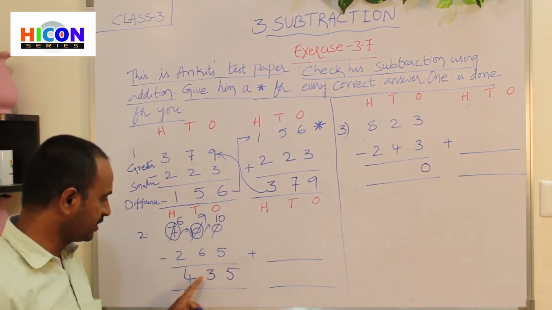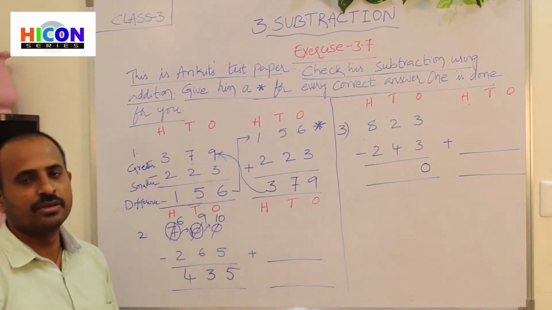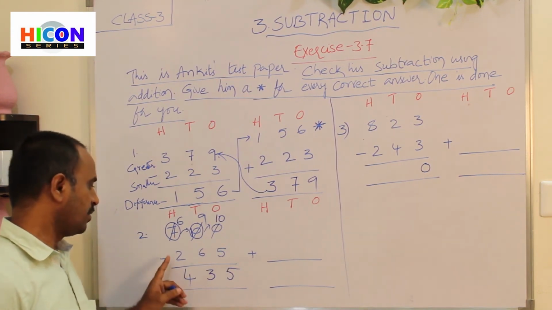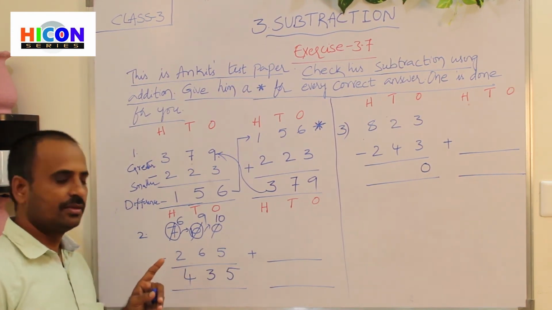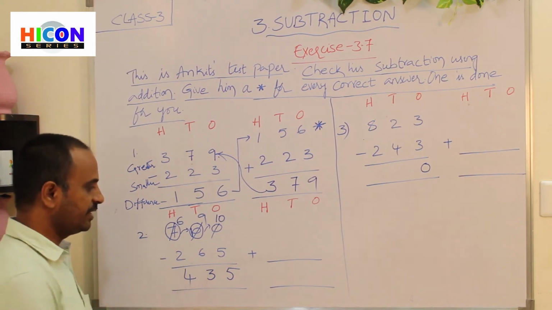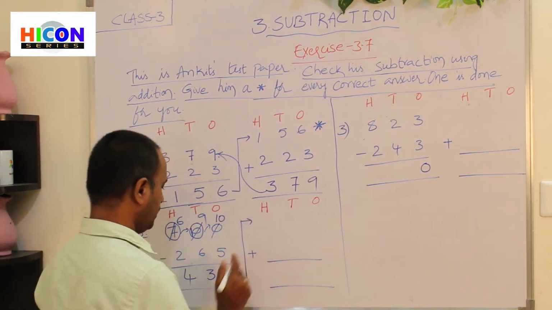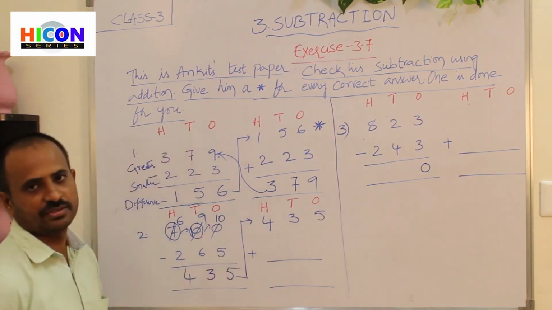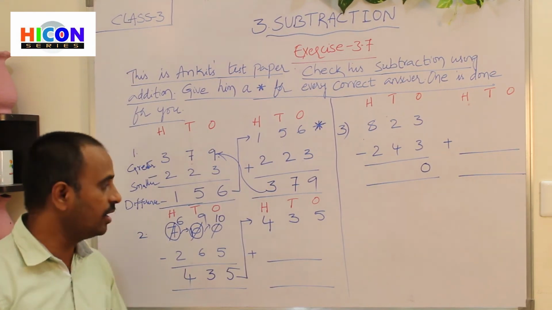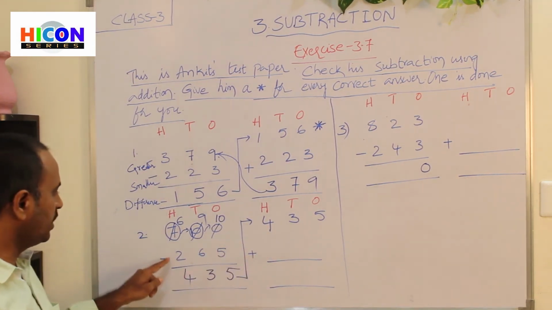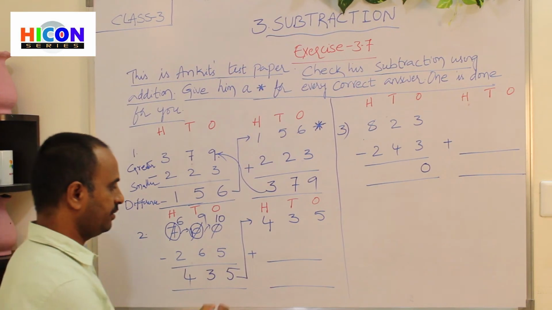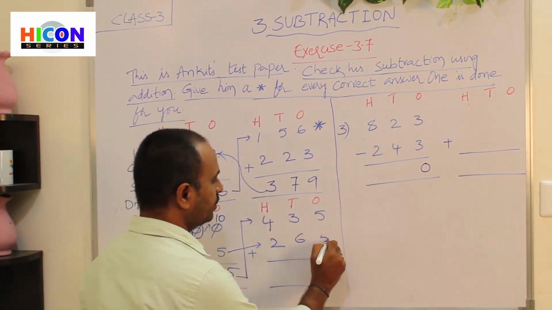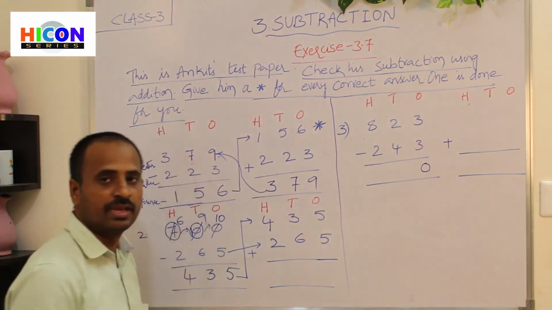Now we can verify this subtraction by using addition. So in addition, what we have to do? We have to add smaller number to the difference. So first write the difference. What is the difference? 435. So first write the difference. Next, add the smaller number to the difference. So what is the smaller number here? 265. So 265 is the smaller number. So write 265. Now do the addition.